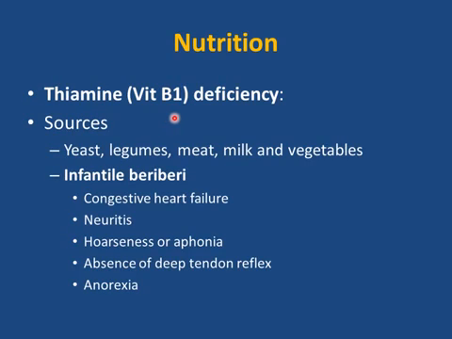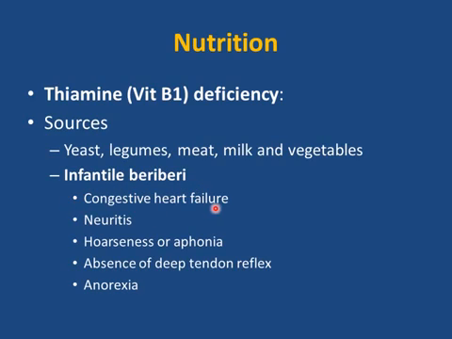We'll start now to discuss the water-soluble vitamins. The first one is thiamine or vitamin B1. The sources of vitamin B1 are yeast, legumes, meat, milk, and vegetables. Possible causes of thiamine or vitamin B1 deficiency: preparing a TPN without adding thiamine, chronic alcoholism, infantile beriberi. This is the presentation in infants with vitamin B1 deficiency.